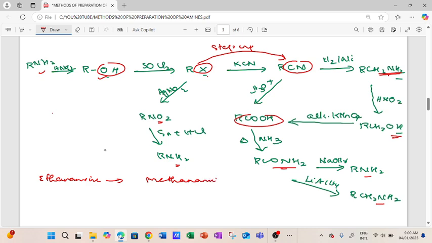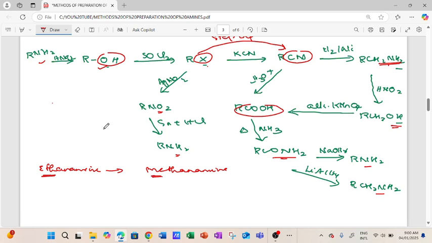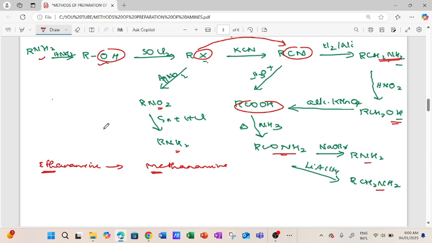Methanamine. When you check the root word, you can understand eth to met, one carbon less. So we need to think which method or which route we need to follow. Ethanamine: first you write the formula, CH3CH2NH2. And methanamine we know it is CH3NH2. First, always write the formula of the reactant and product.